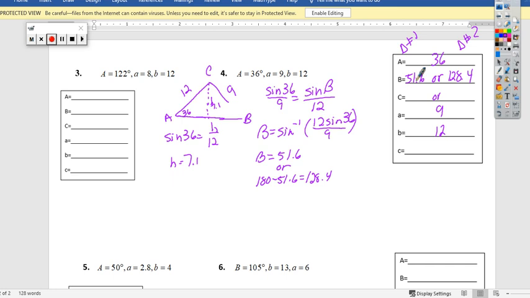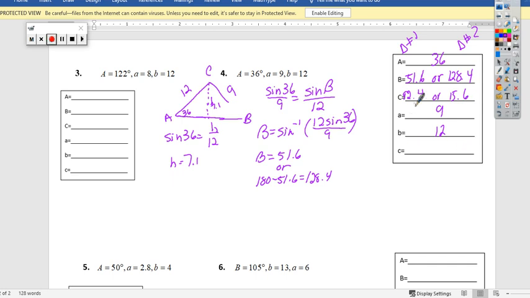180 minus 36 minus the 51.6 gets us 92.4. The other possible angle C for triangle number 2 would be 180 minus the 36 minus the 128.4, and that would get us 15.6. From there, we just need to figure out what the two potential sides C are.